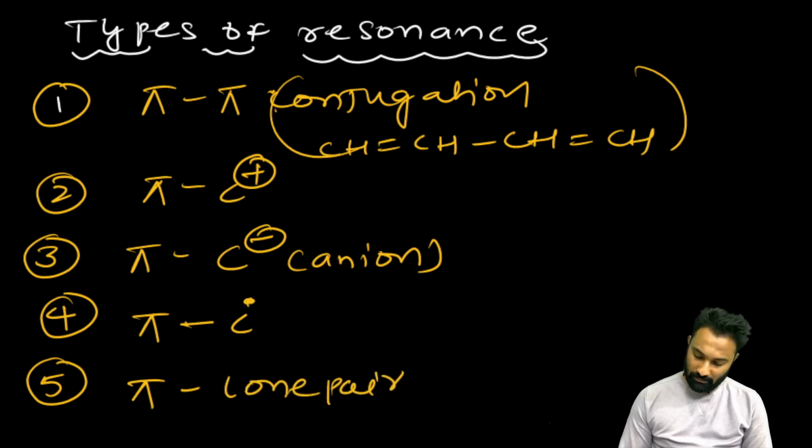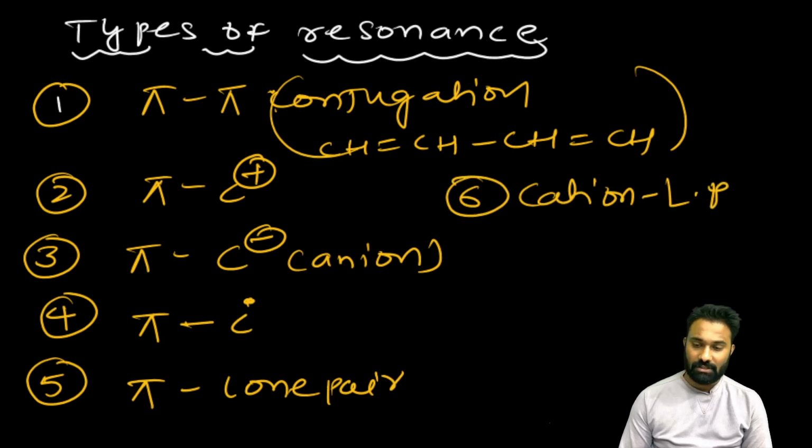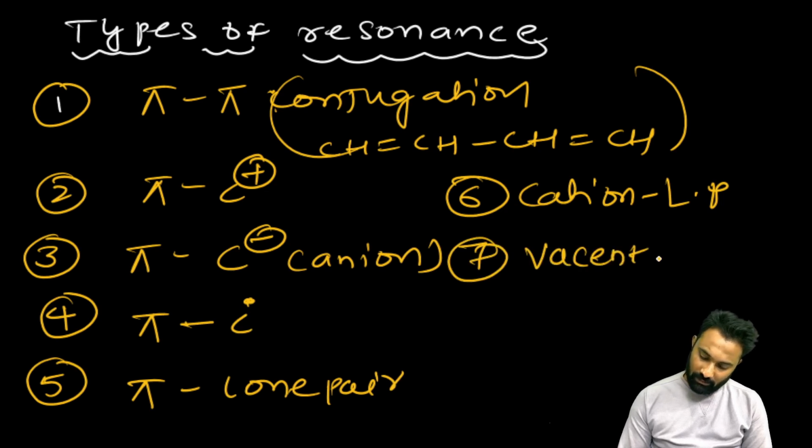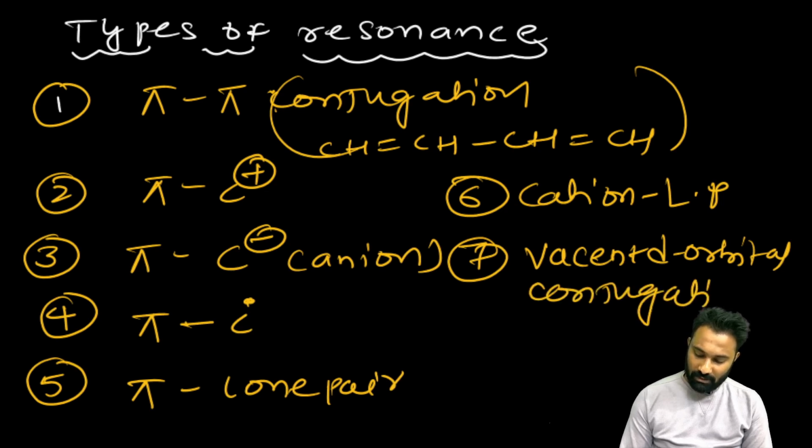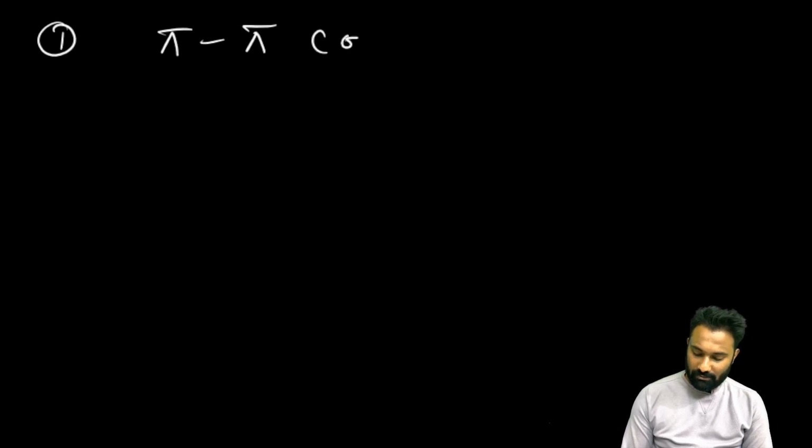conjugation. Done. Now the sixth is cation and lone pair conjugation, and the seventh one is the vacant d orbital conjugation. Now this many types of conjugations we are going to see. Now the first type of conjugation that we are going to see, which one? First one is pi and pi conjugation.